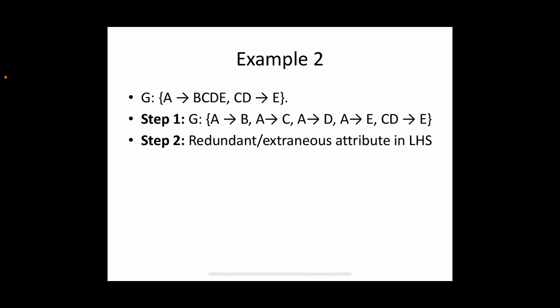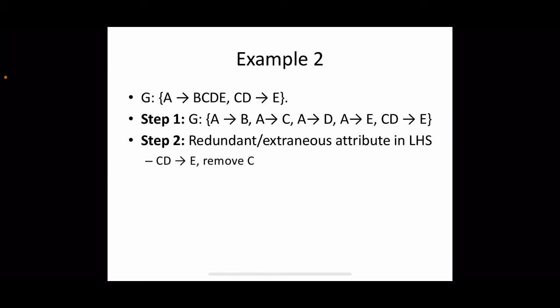Then what is the second step? We have to remove all the extraneous or redundant attributes from dependencies, right? All these are single attributes on the left hand and right hand. So we can check the dependency CD determines E, and we have to check whether C is extraneous or D is extraneous. If so, we have to remove those attributes from this dependency.